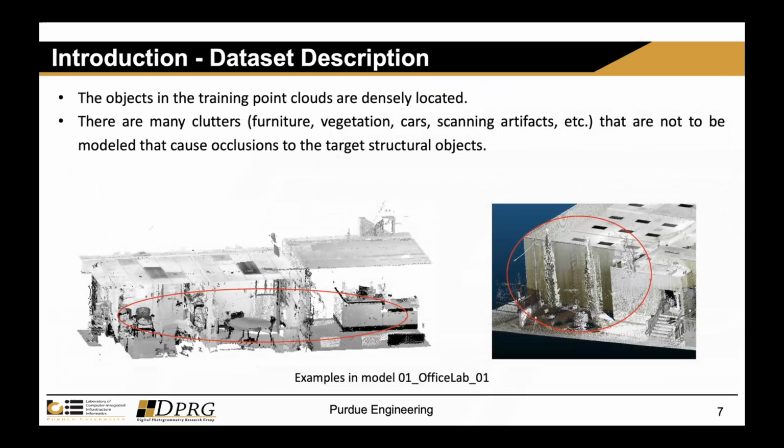Let's take a closer look at the point clouds. We can find that the buildings have compacted interiors that are filled with furniture such as chairs and desks. And outside of the building, there are clutters like vegetation. There are also scanning artifacts like floating points. These clutters are not structural objects and are not present in the CAD model, but their existence will cause occlusions to target structural objects like walls or floors.